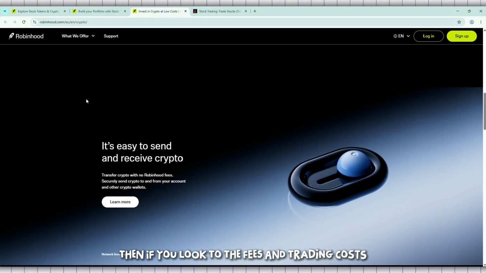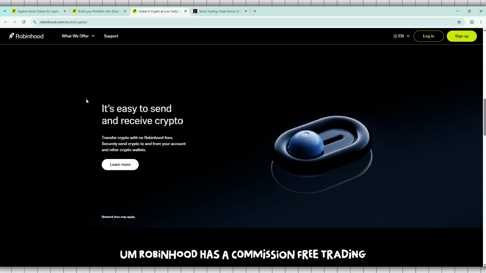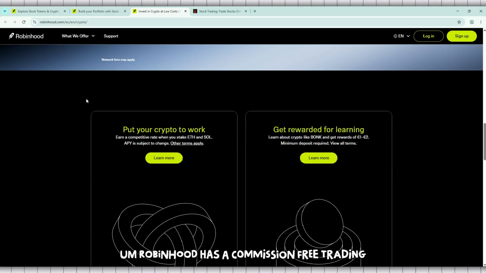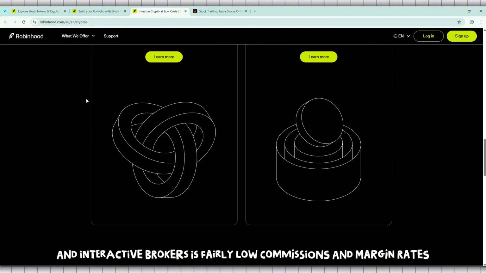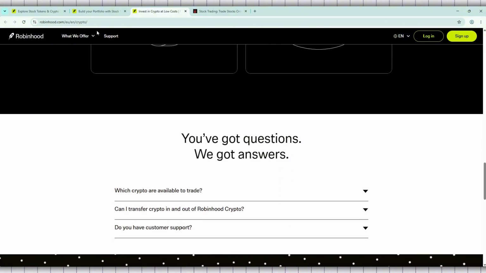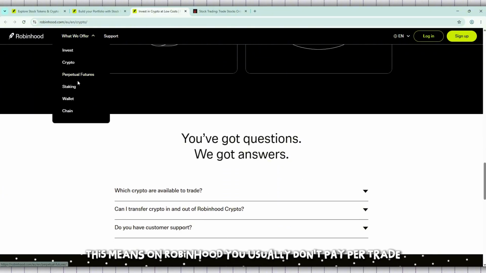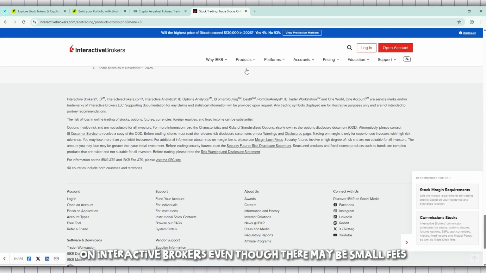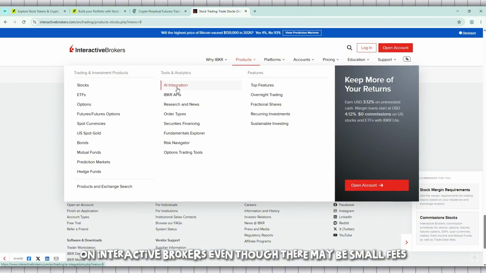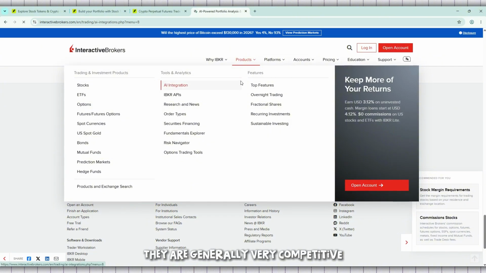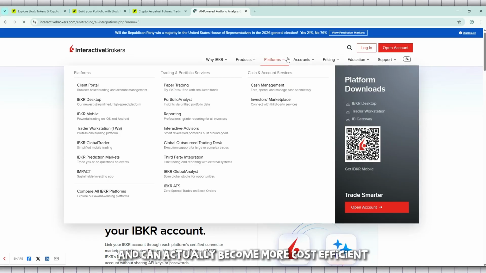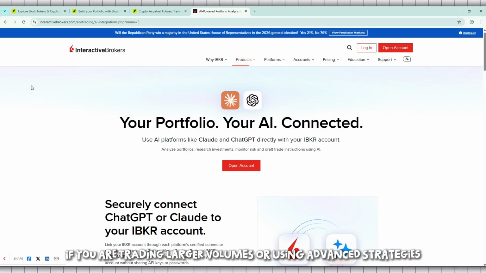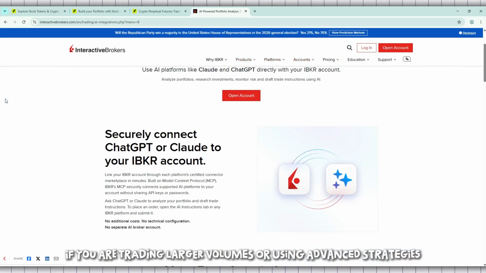Then, if you look to the fees and trading costs, Robinhood has commission-free trading, and Interactive Brokers has fairly low commissions and margin rates. This means on Robinhood you usually don't pay per trade, which is great for small investors or people starting out. On Interactive Brokers, even though there may be small fees, they are generally very competitive and can actually become more cost-efficient if you are trading larger volumes or using advanced strategies.